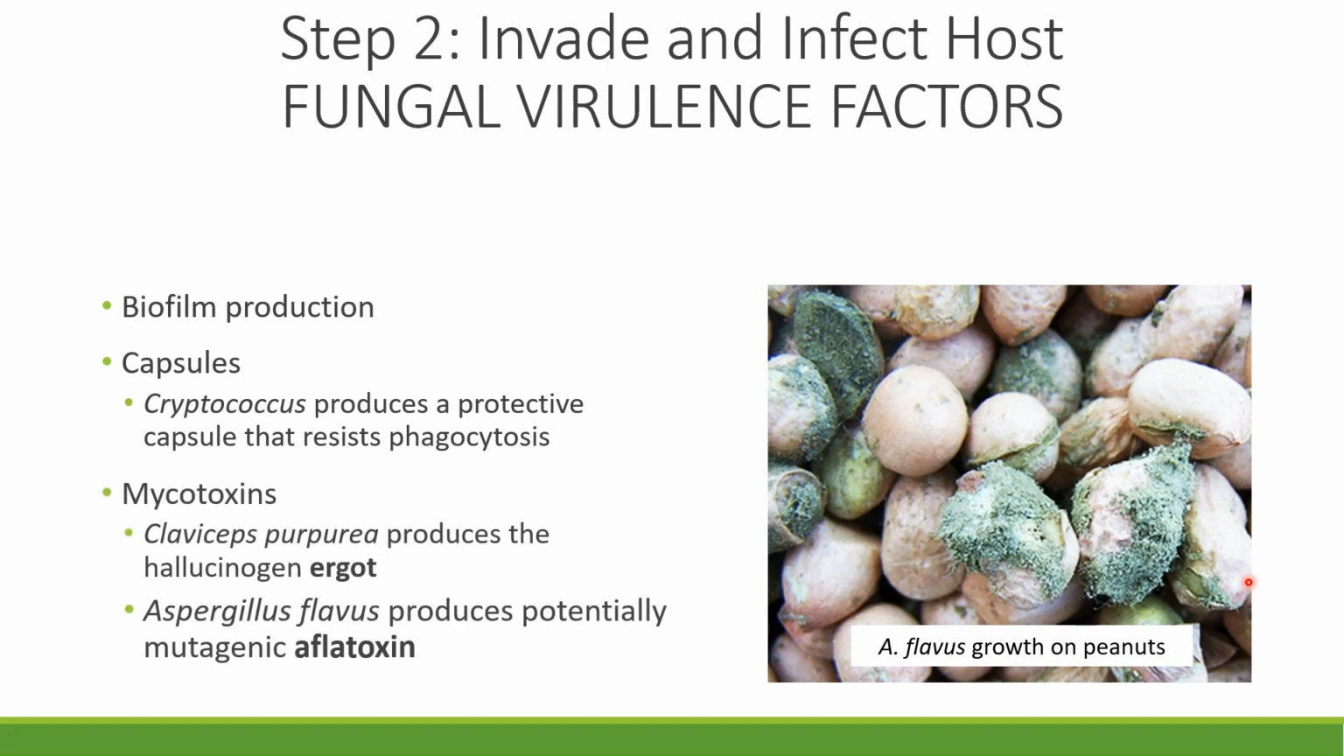And a third virulence factor are mycotoxins. Now, myco just means fungus. Whenever you see the prefix myco, you should just understand that it's talking about fungi. And two fungi in particular, we have Claviceps purpurea, and this produces the hallucinogen ergot. This is a big issue for us because this particular fungus grows on wheat, and wheat that is contaminated with this particular fungus can produce ergot.